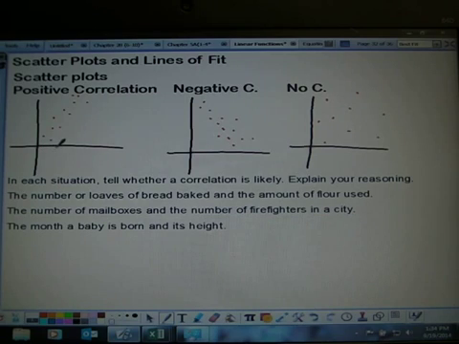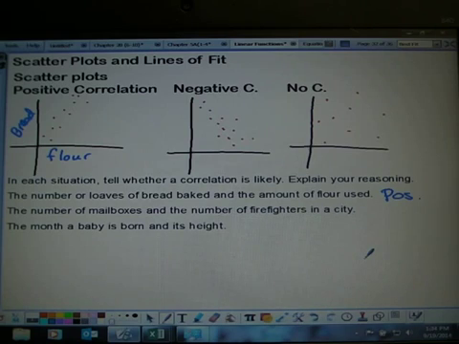Because if I'm looking at this being my flour, and this being the bread, then the bigger this number gets, the higher I get to go here. If I only have a little bit of flour, then I can only make a little bit of bread. But if I have a lot of flour, I can make a lot of bread. So this one right here would be a positive correlation.